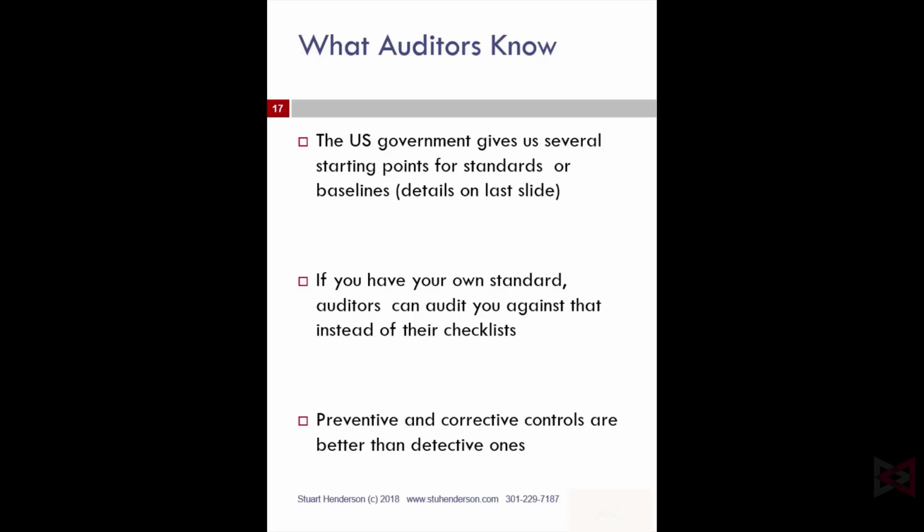Now, if you have your own standard, you can convince the auditors to use that instead of their own checklists. And the last comment we've got on what auditors know is preventive and detective controls, or preventive and corrective controls are better than detective ones. If you have some automated comparison to a standard, a control, that detects something happening beforehand and lets you prevent it, or actually does the prevention.